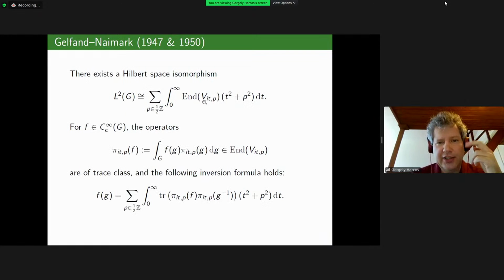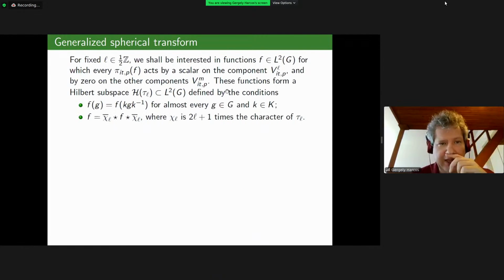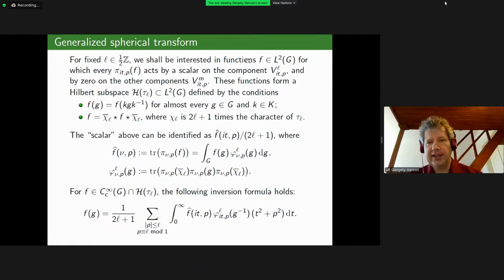So instead of general actions in the various endomorphism pieces, I want some very simple actions. In effect, I want our pi(f) to favor the lth piece, the lth K-type, and forget about all the other K-types, and I want a very simple scalar action. And then this scalar can be actually calculated. We talk about a scalar action on a space of dimension 2l+1. So then the scalar can be identified, of course, as the trace divided by 2l+1.